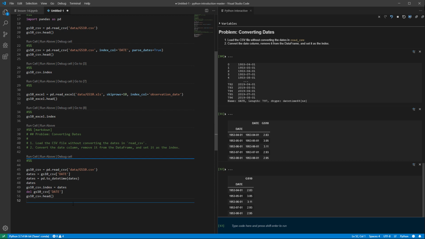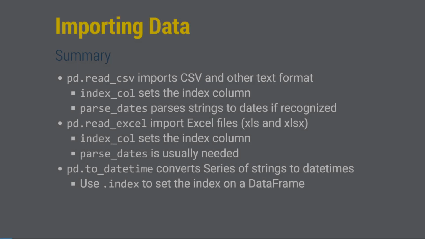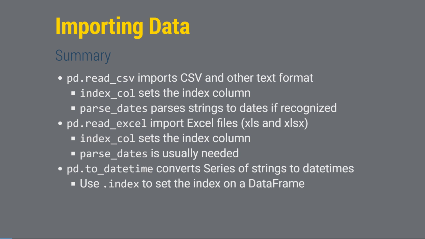This approach is useful when you might have messy data or data that has dates spread across multiple columns. For example, sometimes data is stored with the year in one column, the month in another column, and the day in a third column. This lesson introduced two functions that are important when importing data. The first, read CSV, is useful for importing CSV data and other text file formats. Two inputs are particularly important: index col, which can be used to directly set the index column, and parse dates, which tells read CSV to attempt to parse any dates that it finds in the file.